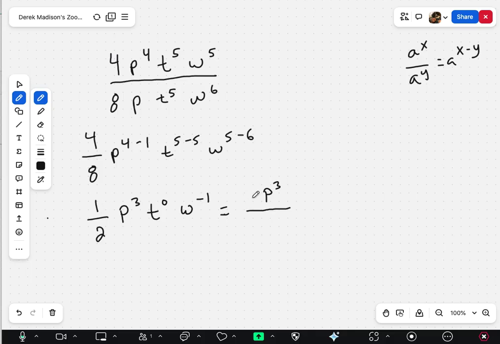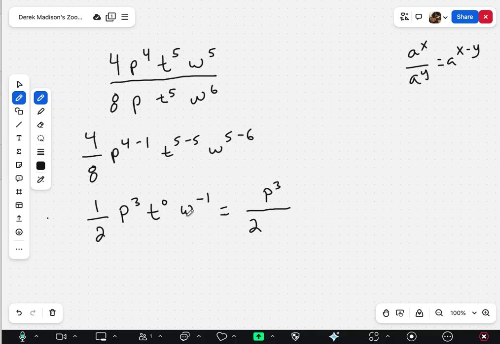I could write this 1 out front, and if this had been reduced to 2/3 or something, I would definitely have the 2 there and the 3 there. But since it's a 1, I probably wouldn't write that. And I'll put the 2 downstairs. t to the 0, that's just 1, so I don't need to write it. 1 times p cubed is still just p cubed.